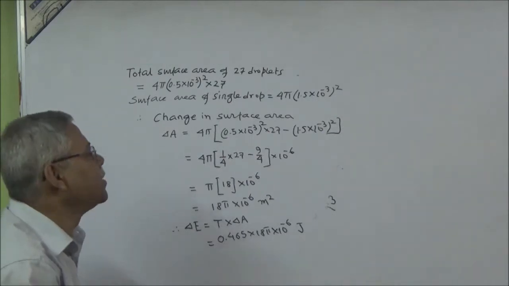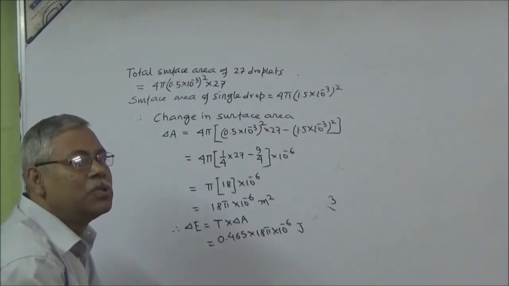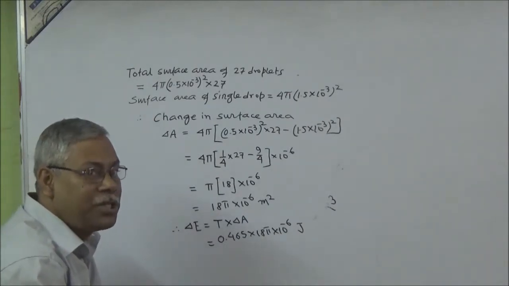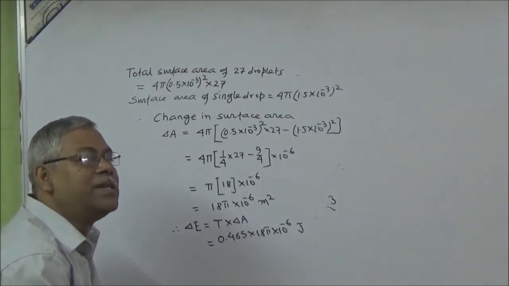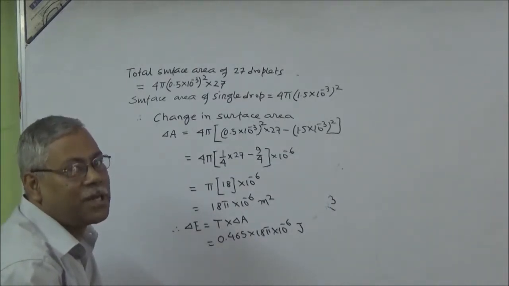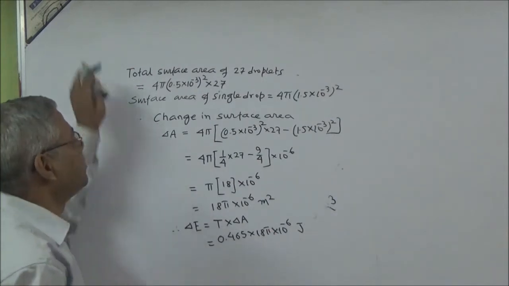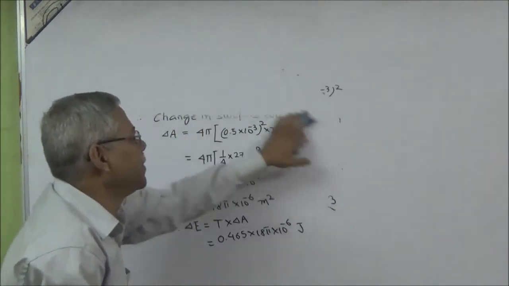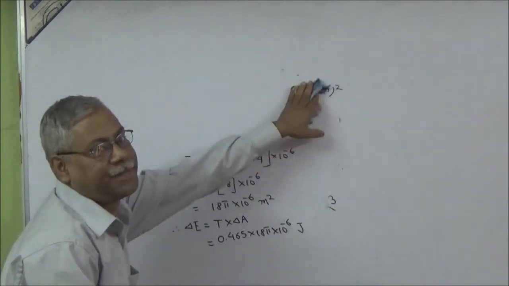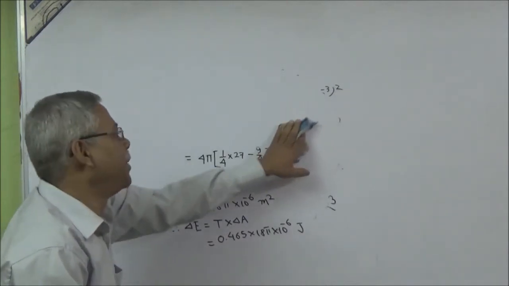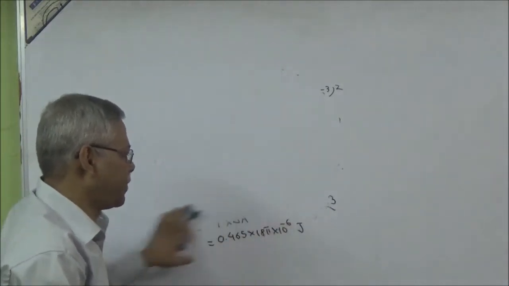So we have derived two formulae. First we have defined surface tension equal to F by L, and then we have defined change in surface energy, which is equal to surface tension into change in surface area. Now we'll discuss the pressure due to surface tension. Surface tension causes pressure. We will find the pressure due to surface tension.